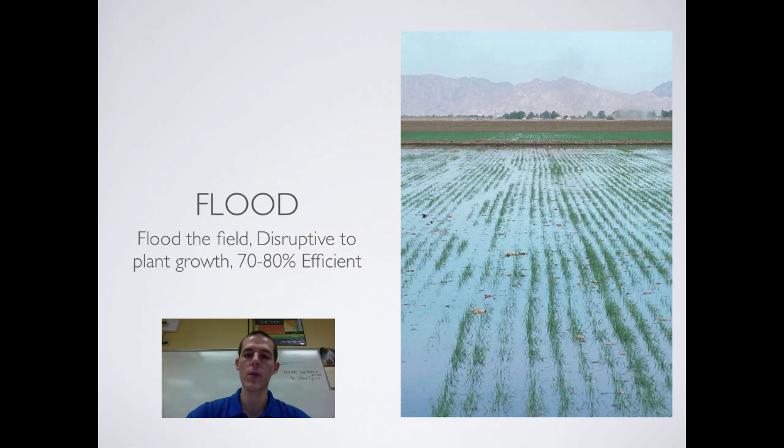Getting slightly more efficient, we have flood irrigation. Flood irrigation is simply the practice of flooding the entire field. So again, this is a pretty easy thing to do, but because you're flooding the entire field, it can be disruptive to plant growth. Only certain types of crop are going to be able to grow under this type of irrigation, and regarding efficiency, it's between 70 and 80% efficient, so it's a little bit more efficient than furrow irrigation.